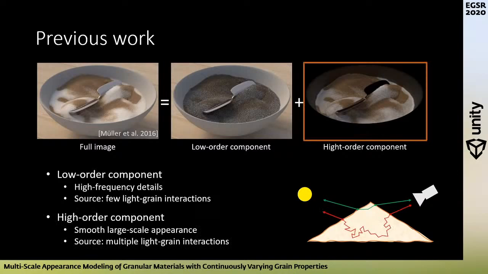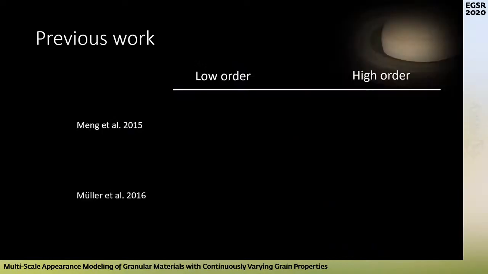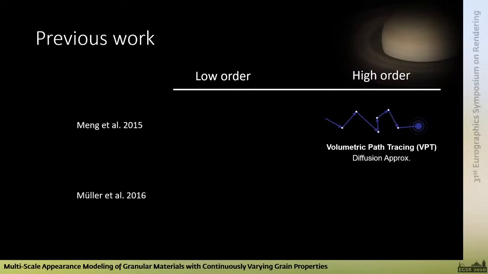On the other hand, the high-order component contains the smooth large-scale appearance, which is caused by light interacting multiple times with various grains and diffusing in all directions. To efficiently render granular material, different techniques have been proposed to accelerate either the low-order or the high-order component. To accelerate high-order scattering, one approximates the granular material with a homogeneous medium, which can be rendered using classic volumetric path tracing. The well-known diffusion approximation could be used to further accelerate the volumetric rendering.